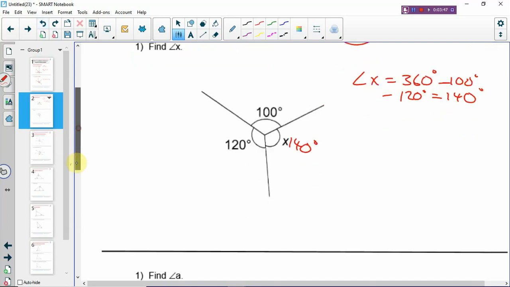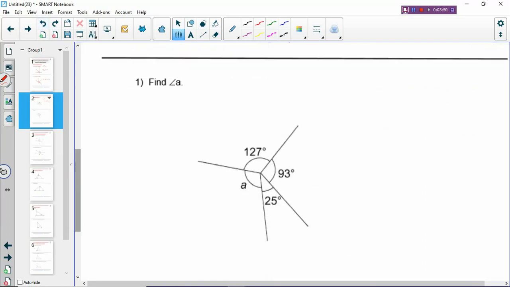Okay, let's look at another example. Again, you look at the angles. They form like a circle. So how to find angle A? Angle A will be equal to angles at a point added together, which is 360 minus 127 and minus 93 and minus 25. So what do you get? 360 minus 127 minus 93 and minus 25, and your answer will be 115 degrees.